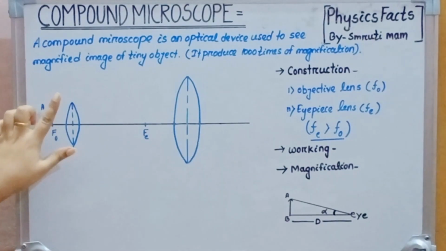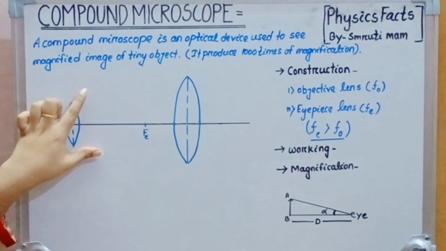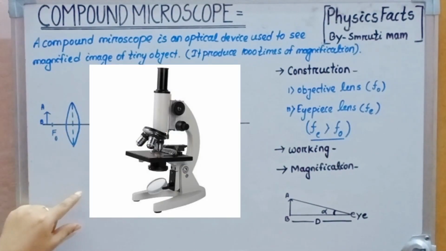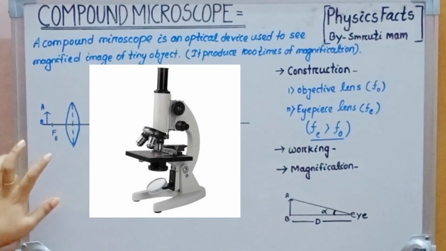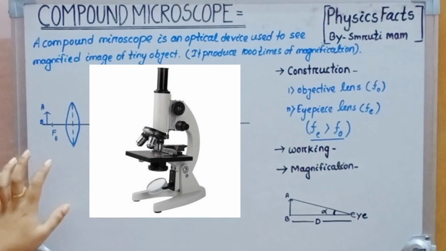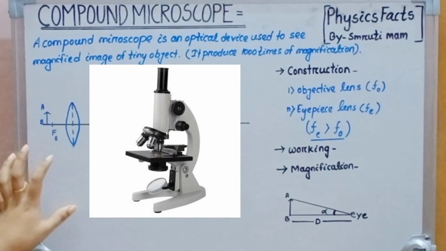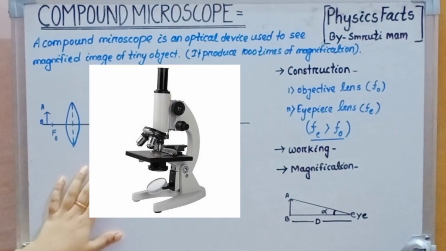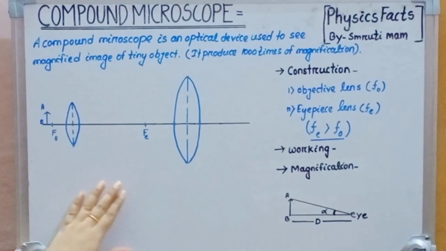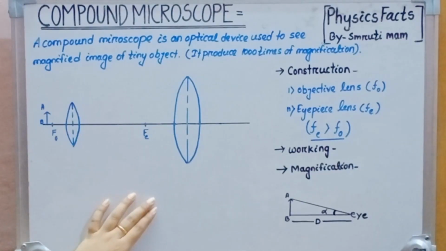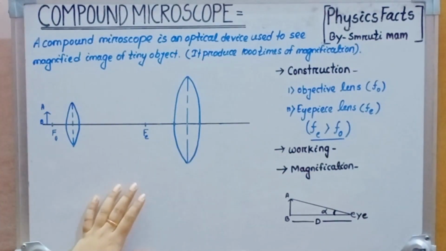A compound microscope is a device by which we can see the magnified image of tiny objects. Let's see the picture. This is the image of a compound microscope. With the help of this device, we get 1,000 times magnification, which is larger than a simple microscope. In a simple microscope we only get 10 times magnification, whereas in a compound microscope we get 1,000 times magnification.